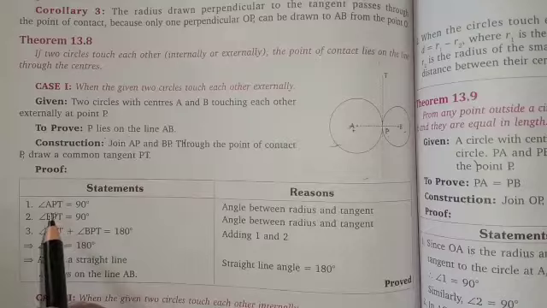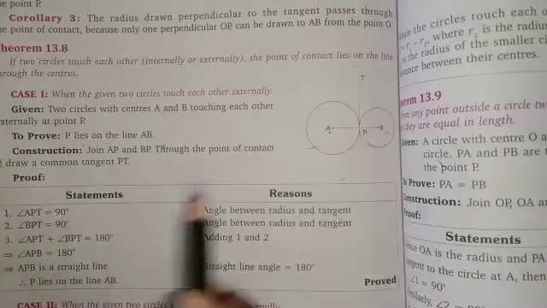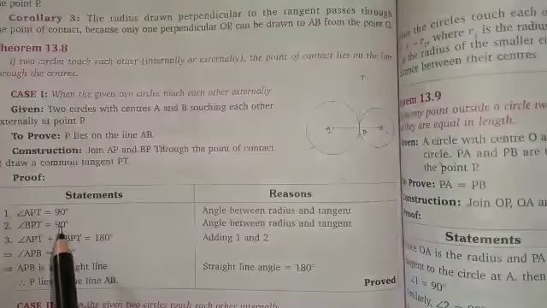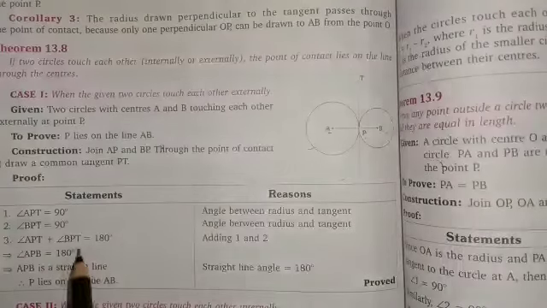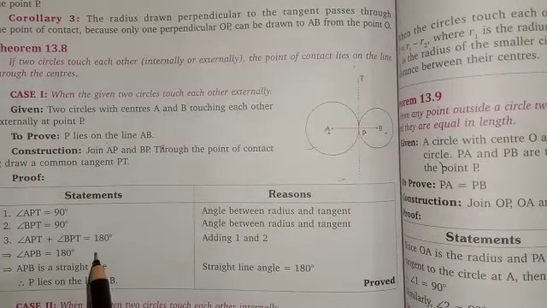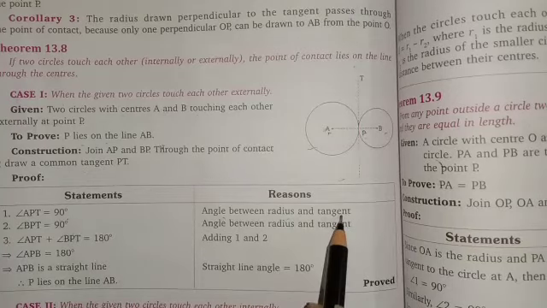First of all, the statement is angle APT is 90 degrees. Why angle APT? As per the tangent, as I have told previously, whenever it is a tangent, the angle APT will be 90 degrees. Same process, angle BPT is also 90 degrees. Now adding both, 90 plus 90 is 180. Why is it 90 degrees? Because the angle between radius and tangent will be 90 degrees.